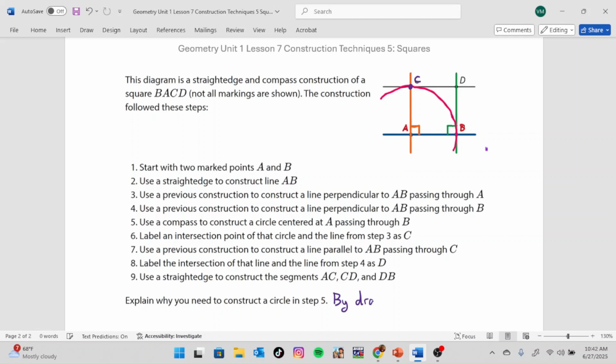By drawing the circle, we ensure point C is the same distance from A as B is. This makes our sides the same length.